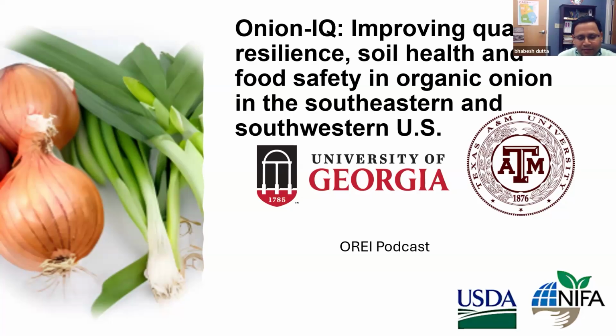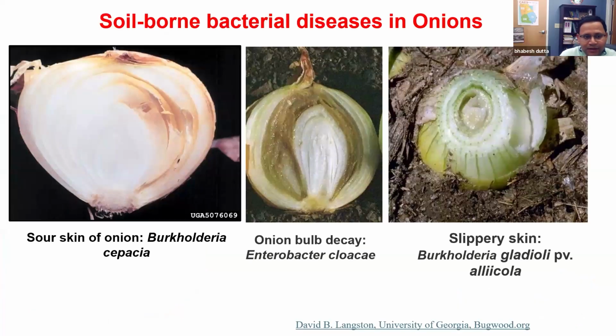But for this podcast and for this project, I'll be focusing my attention towards organic onion production and the challenges the organic onion producers face, especially in southern United States. So there are a plethora of onion diseases there, and among those onion diseases, the soil-borne diseases, particularly the bacterial diseases, are the hardest to control or manage.